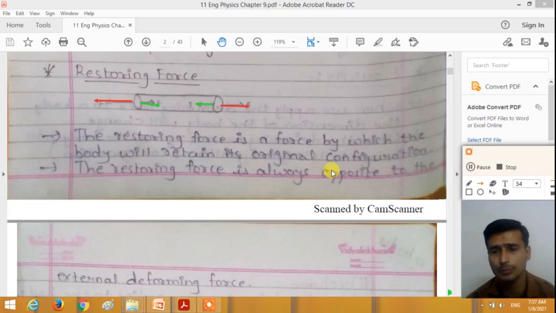So these two points are important in this chapter. When we apply a deforming force on the body, the dimension of the body changes, and the change in the dimension is measured by the physical quantity called the strain, right? And when we remove the deforming force, the body will regain its original position, and this regaining capacity of the body can be measured with the help of the physical quantity called the stress, right?